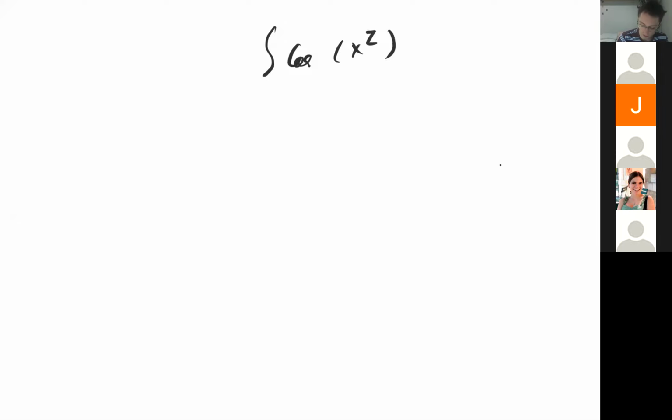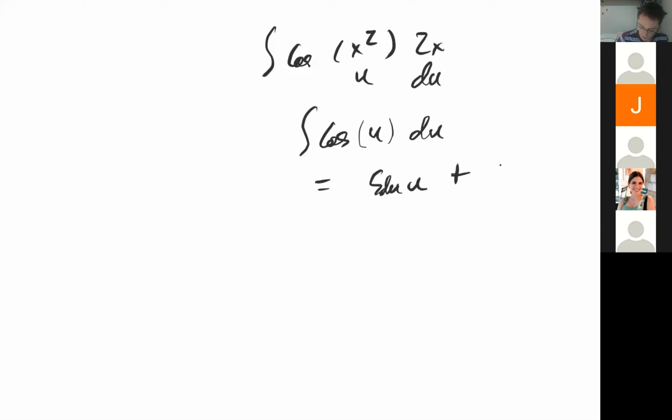Cosine x squared times 2x. And so this is u, and this is du. And so then you're just integrating cosine of u du, and that just gives you sine of u plus c. And then you just plug back in x squared. Okay?